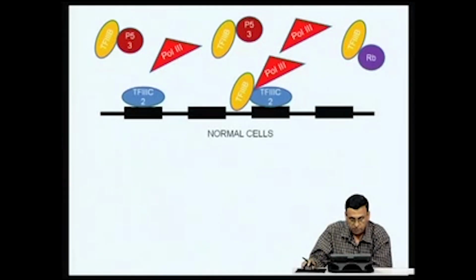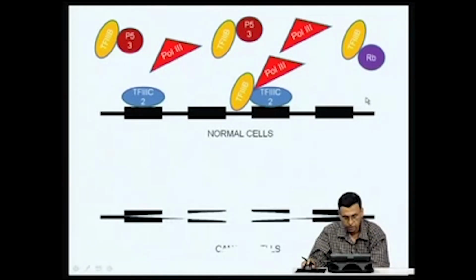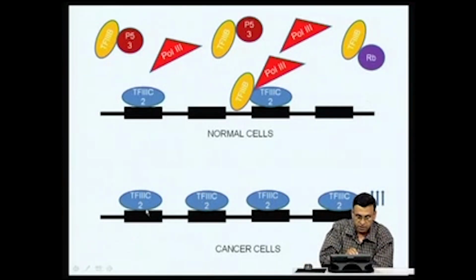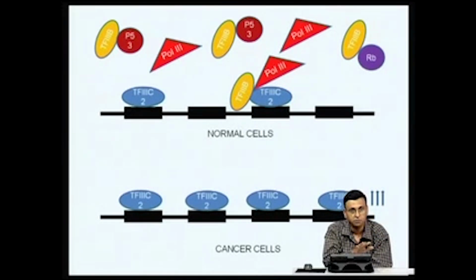Now let us see what happens in the case of cancer cells. So in the cancer cells, the first thing that happens is that TF3C2, one of the components of TF3C, is called TF3C2. As I said, I have not discussed in detail the subunit structures of each one of these factors involved in Pol III transcription.